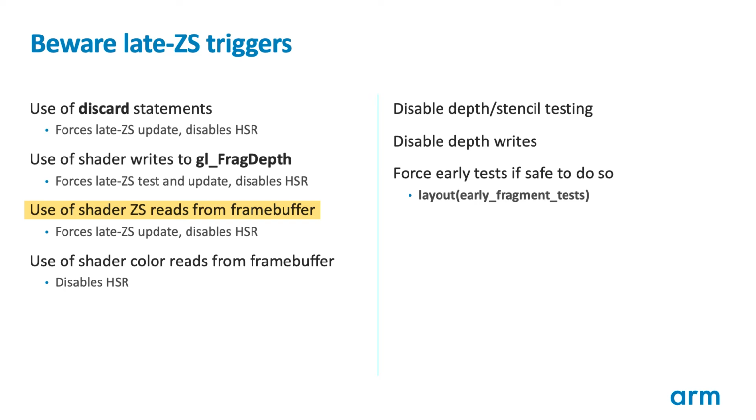Using a programmatic depth read from the frame buffer allows for early ZS testing, but disables early ZS update and hidden surface removal. Using a programmatic color read from the frame buffer or from a pixel local storage structure disables hidden surface removal. For content doing late ZS operations such as these, it is often possible to disable depth testing or mask depth writes if the updates are not needed. These can help performance. It is also possible to add layout, early fragment tests, in the shader, which inform the compiler that it is safe to use early testing, even if the shader uses one of the operations above.